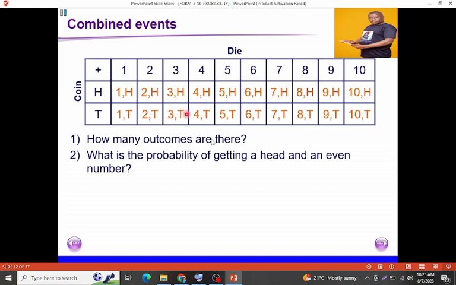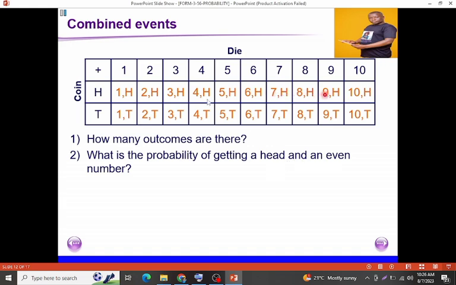So how many outcomes are there? Just count. You have 1, 2, 3, 4, 5, 6, 7, 8, 9, 10, 11, 12, 13, 14, 15, 16, 17, 18, 19, 20. So there are 20 outcomes, from which you can calculate the probability of getting a head and an even number.